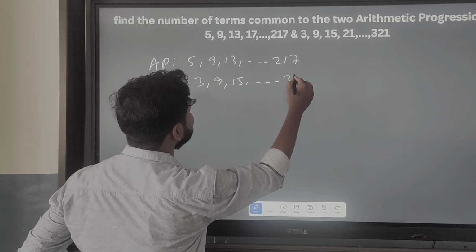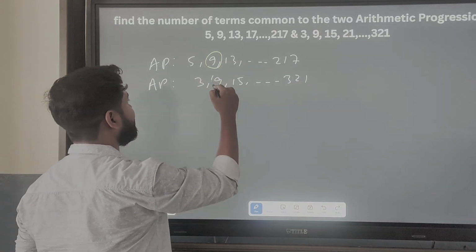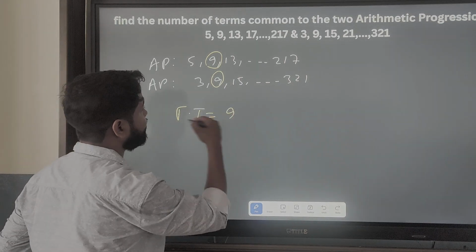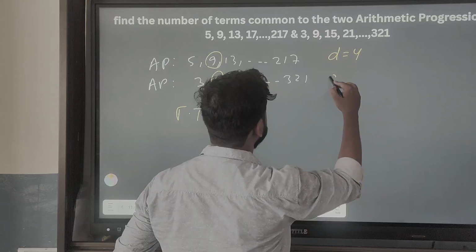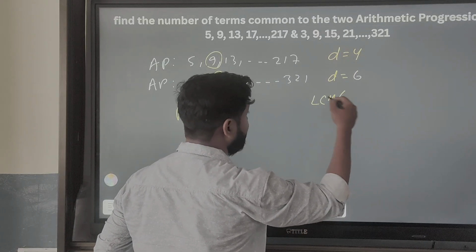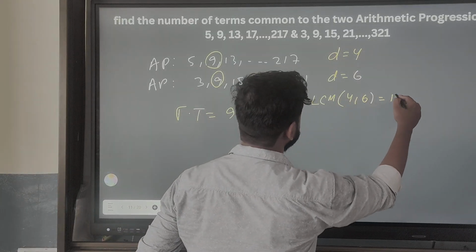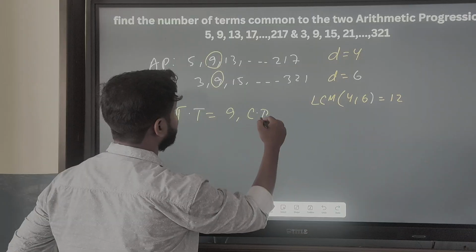So you'll be like, yes, sir. At least in this question, we got the first common term. Okay, we got to know our first term, that is 9. What is the difference here, students? You'll say 4. What is the difference here? That's 6. So the AP we want, the common difference will be the LCM of these two, and that is 12. So we got to know the common difference, that is 12.